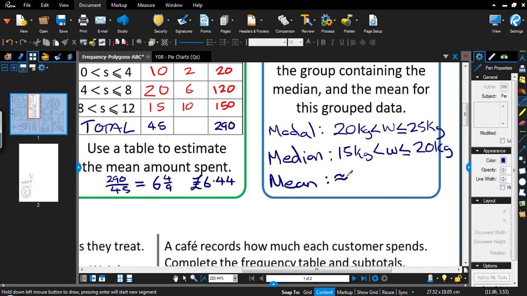So approximately equal to 17 kilograms. Cool.